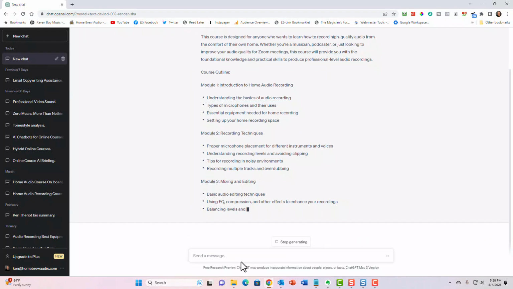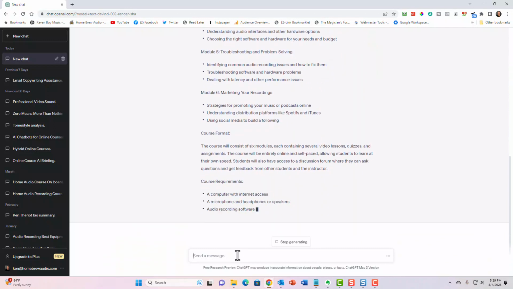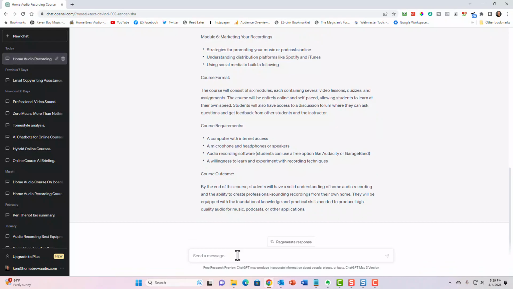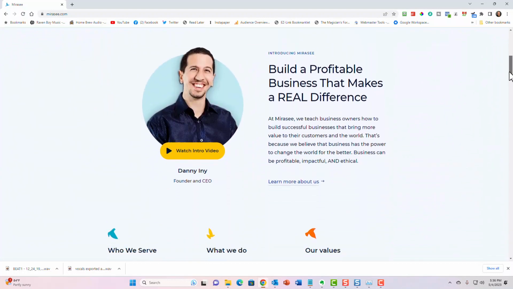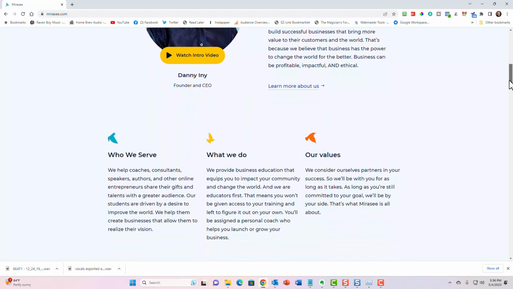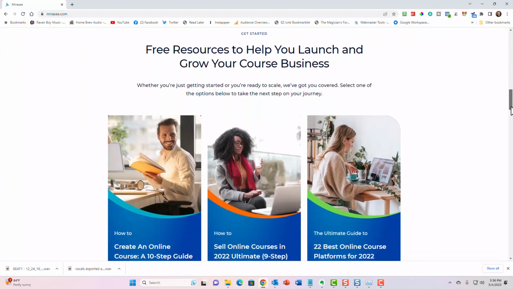Using AI the wrong way, the way a lot of people are doing it right now, will always be missing 2 things, which you will learn about in this free report. This guide was written by Danny Iny, the founder and CEO of Mirasee. He's one of my favorite experts in the online education industry and has created several popular courses to help others create their own successful courses, including me.